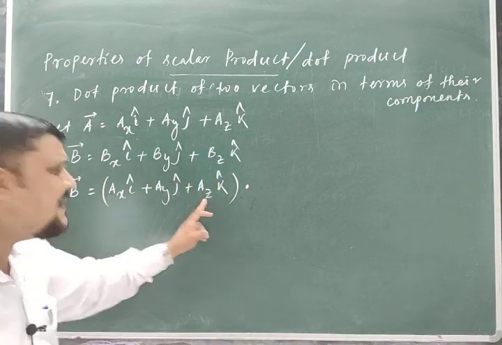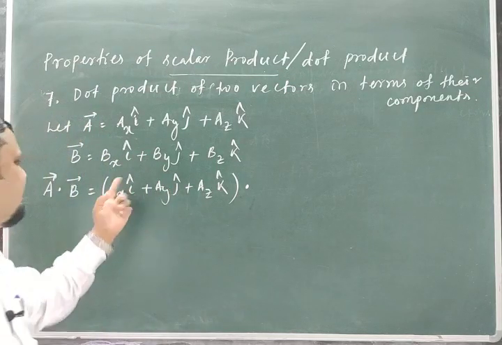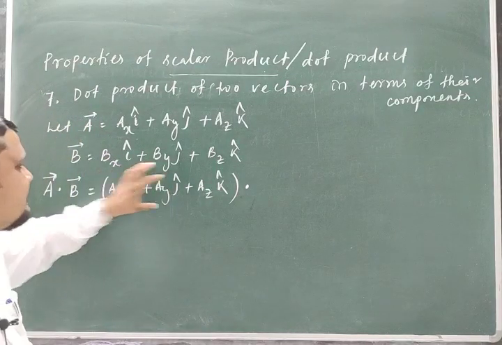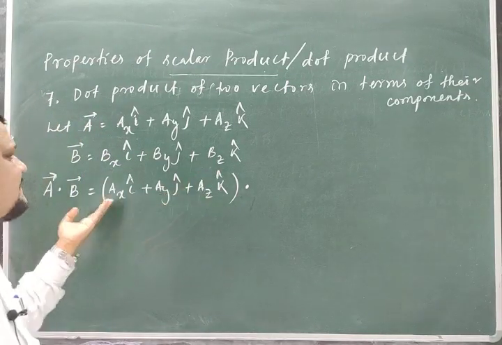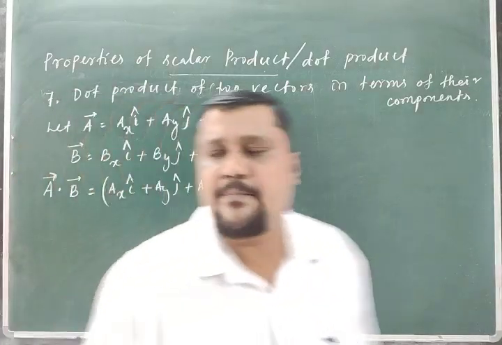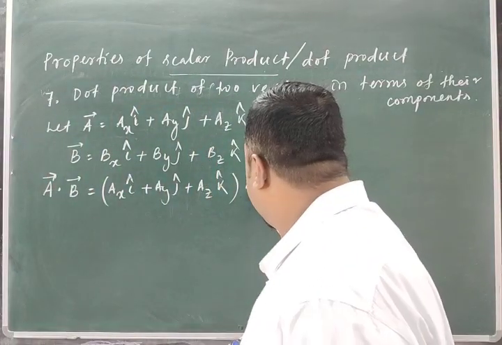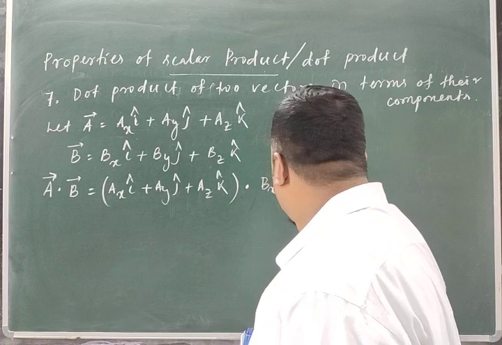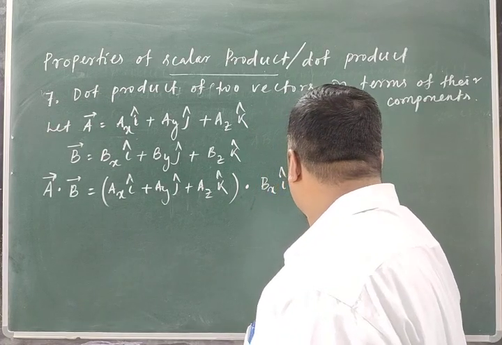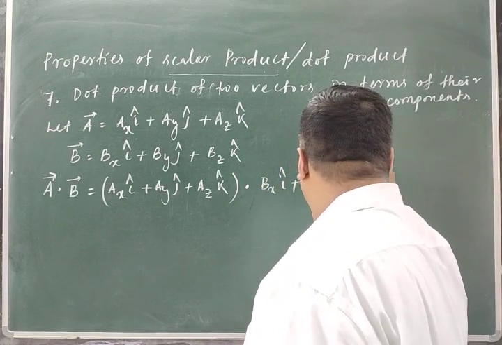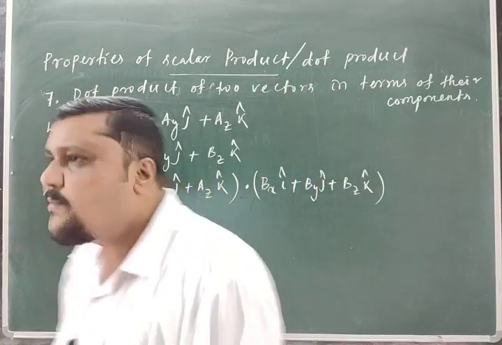Yes, ax, ay, az are the magnitudes, but each is multiplied with a vector. So this is a vector, this is a vector, this is a vector. The sum of the three vectors is a vector. So B equals bx i cap plus by j cap plus bz k cap. This is the vector B. Now we make the dot product.